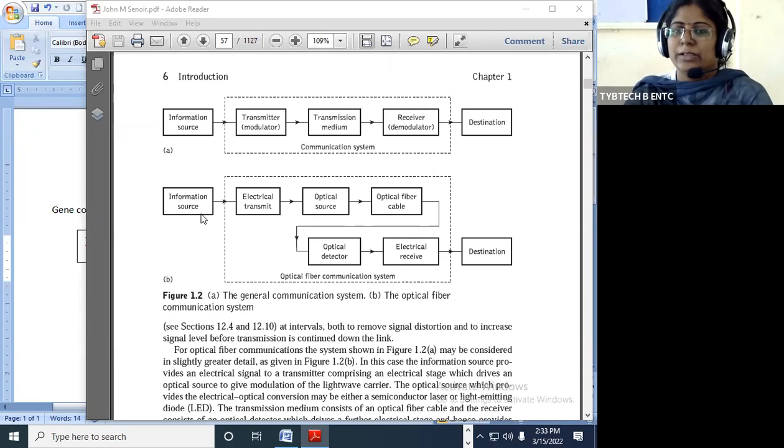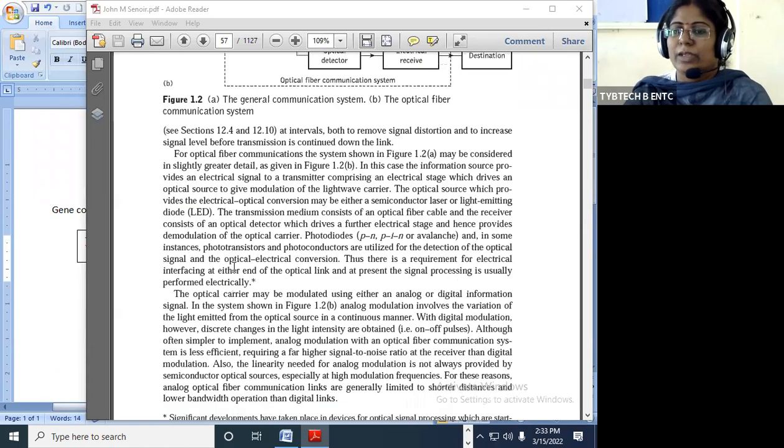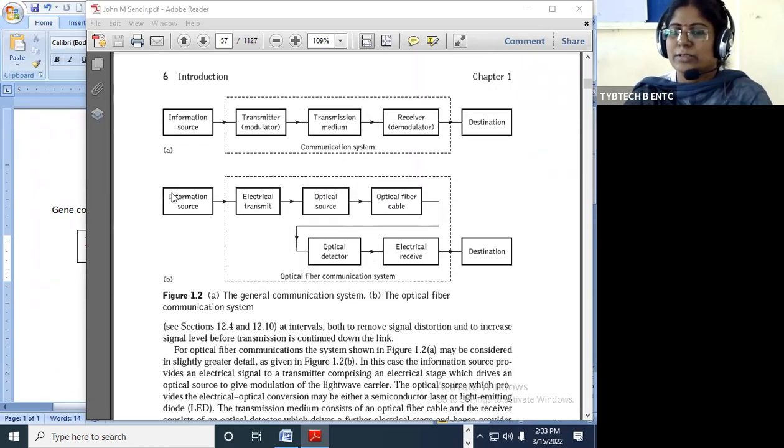For example, information source. What is the function of the information source? It is generating the signal which we have to transmit. Here I am considering the information source is generating an electrical signal. It can be in analog form or in digital form. So the information source generates the signal which we have to transmit, and it can be in analog or digital form.